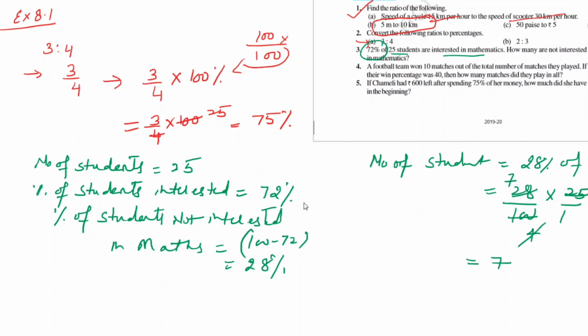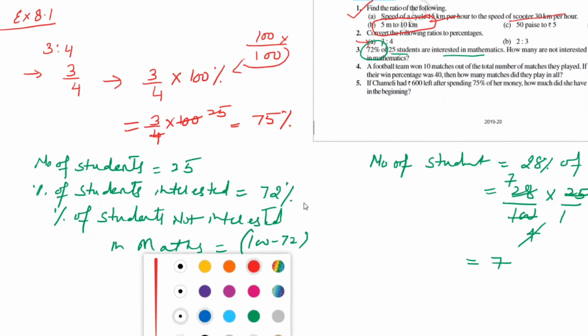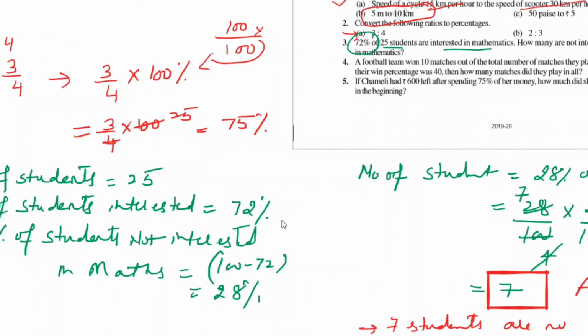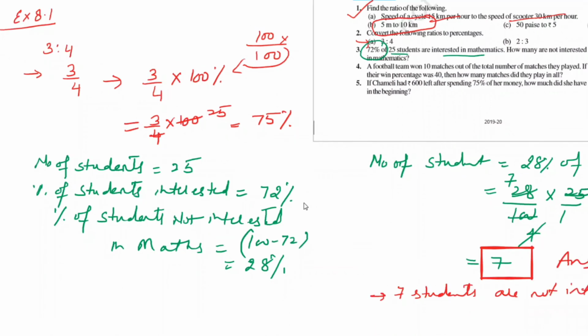So what we should do is write this answer in the box. Once we have done that, the answer should be written in the box. So that is our answer. And you can write the answer statement also, like 7 students are not interested in maths, like this. So I hope this is clear to you.